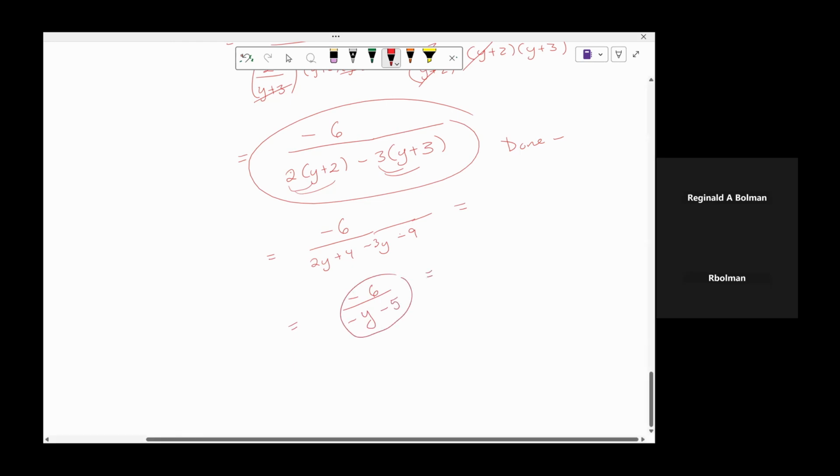And we can do a little bit better than that. We can, in fact, factor out a -1 in your numerator and a -1 in your denominator. You'll be left with a 6 over y plus 5, which is, in fact, the best answer.